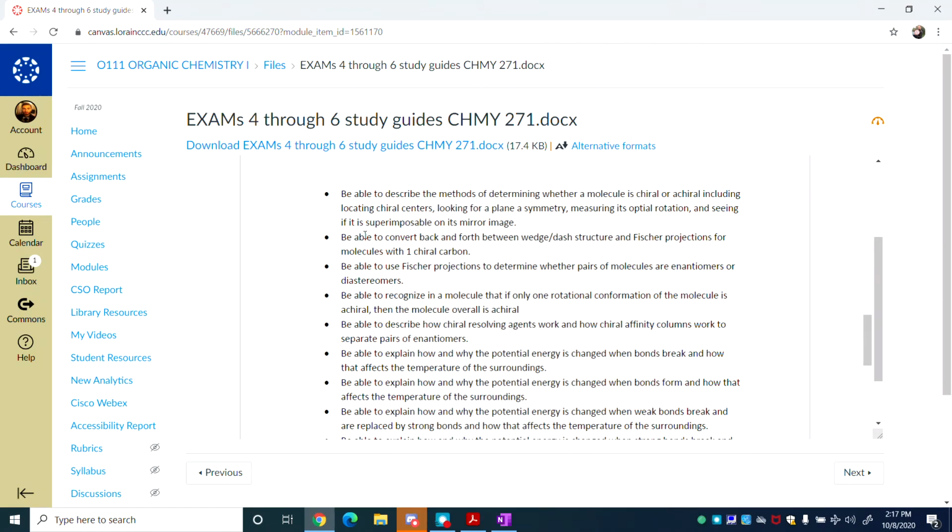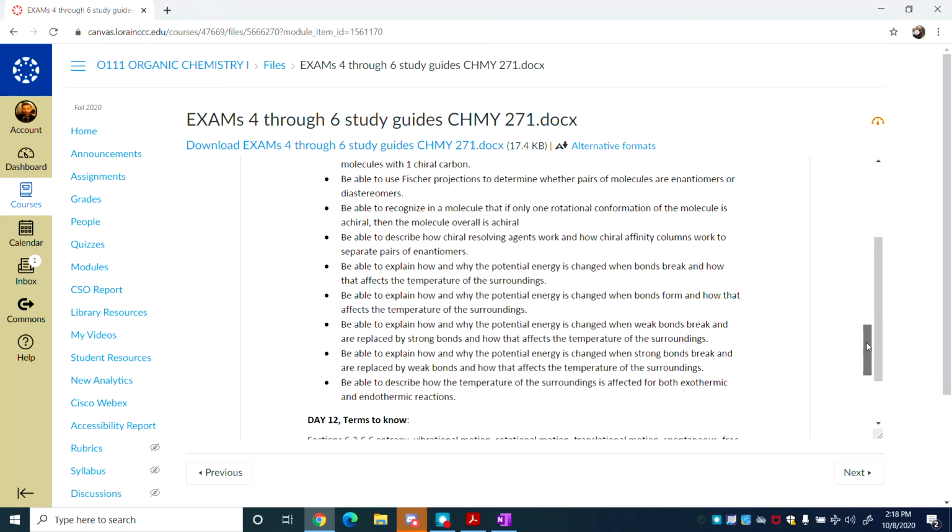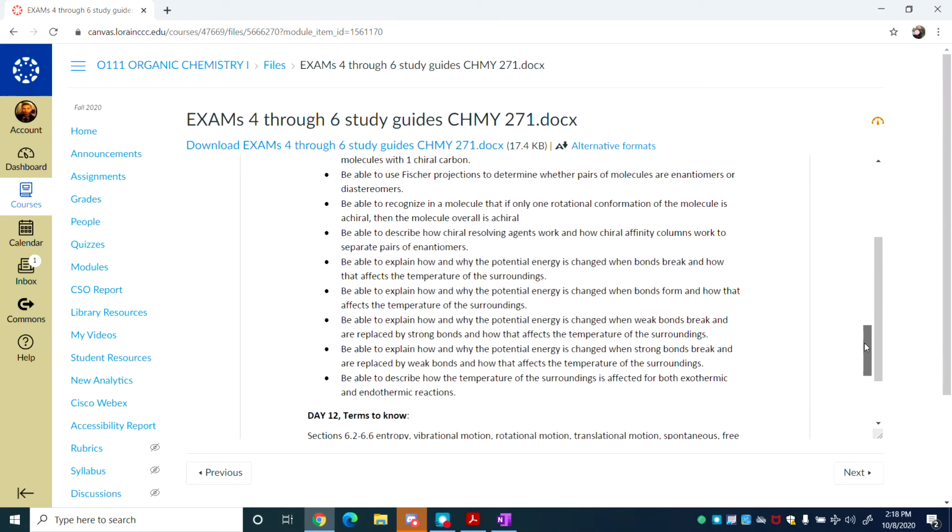I'm going to skip over this next bullet point. I don't even think there's a question on the final exam that relates to this, and that's how much of a distaste I have for Fischer projections. And the next bullet point as well.